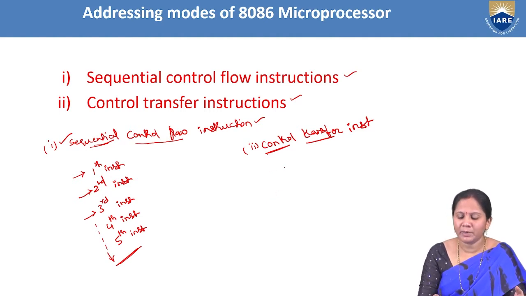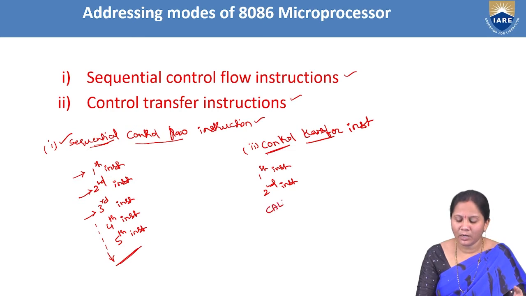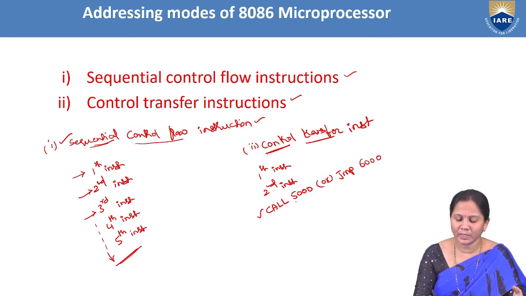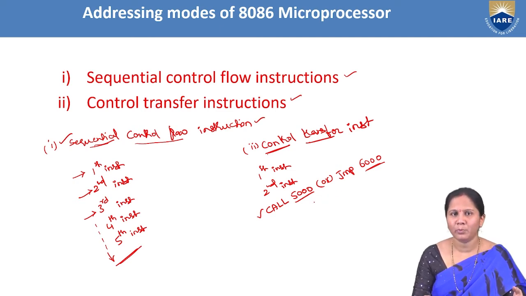So here, for example, in the control transfer instruction, suppose you have the first instruction, the second instruction, and then you have an instruction like call 5000, or another instruction like jump 6000. If such instructions execute in between, the control will be transferred to some predefined address. Whatever address we are specifying in these two cases is called the predefined address, the address specified in the program.